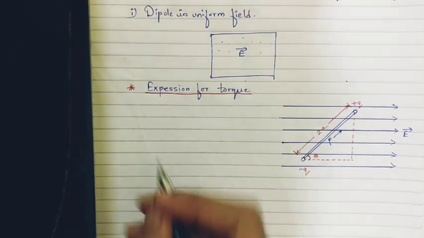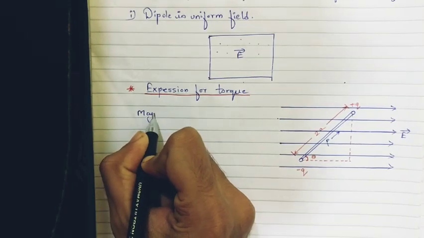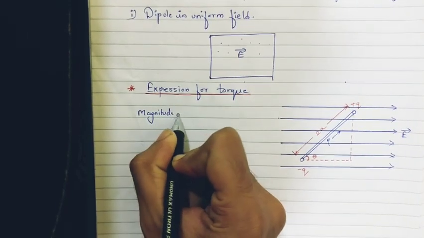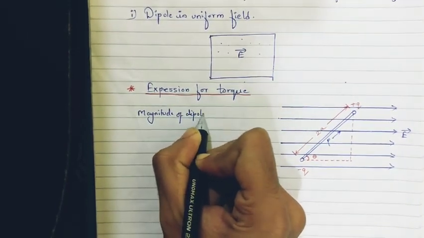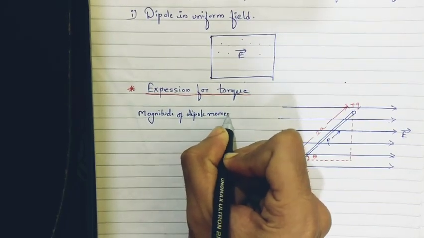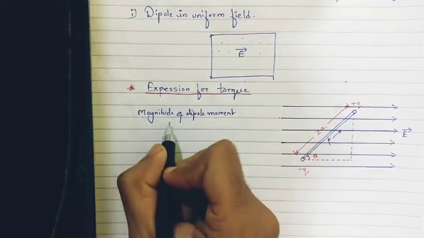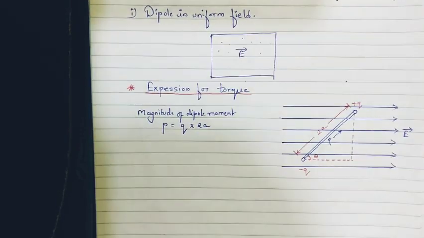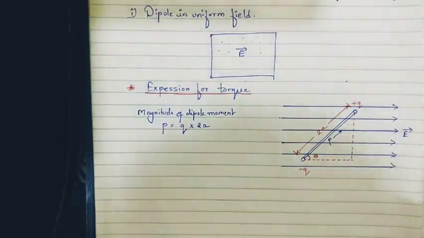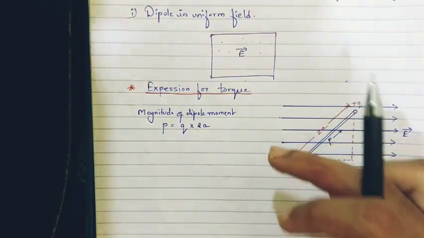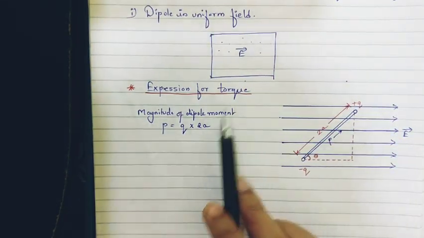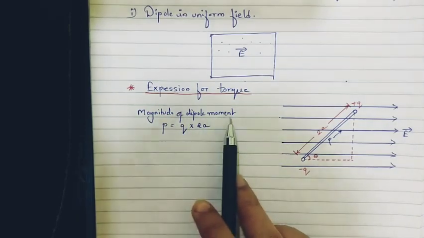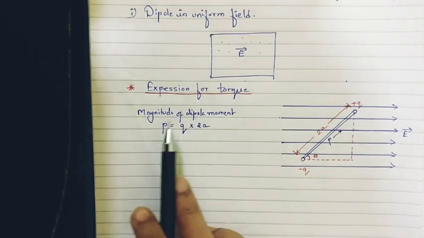The magnitude of this dipole moment is given by P is equal to q into 2a. This is the first step. First you have to write down the introduction part, which you will find in my notes, and then the second part you have to write is the magnitude of the dipole moment, which we already know, P is equal to q into 2a.